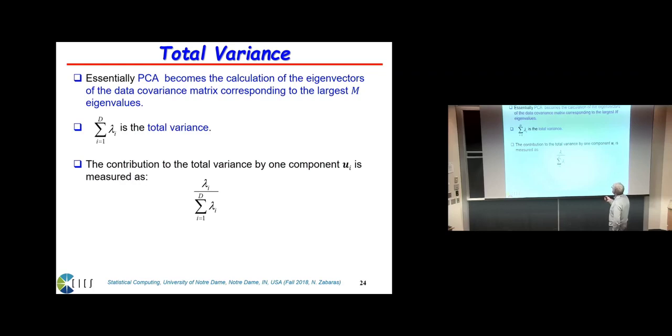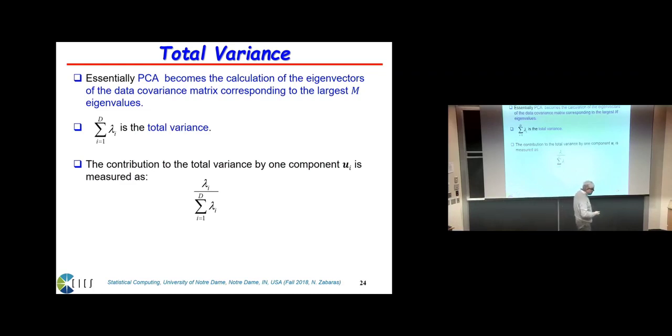The contribution to the total variance by each of these components ui is lambda i divided by the summation of the lambda i's. The summation of all the lambda i's is the total variance. So if you do this in a projection in an m-dimensional space, you will only capture a percentage of this variance, right? From m plus 1 to d, you will not be capturing it.